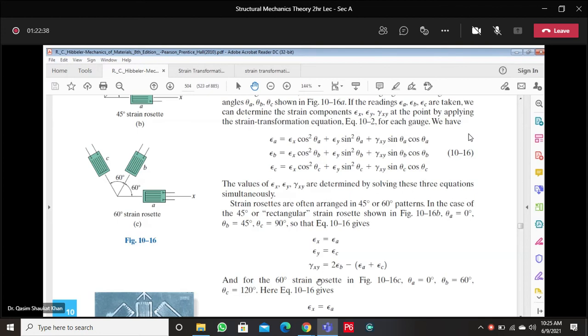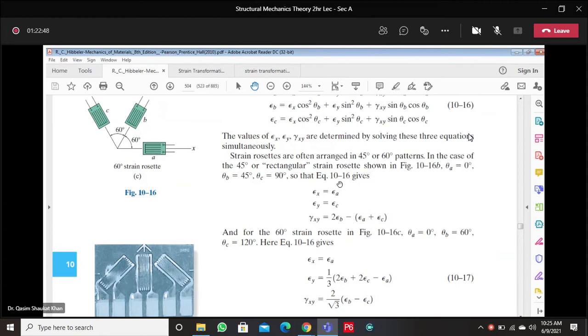Again, these theta A, B, C values have been put in equation 10.16 and simplified. Again, I suggest you not to remember these equations. Just focus on your equation 10.16, and whatever pattern is given to you, you can simply put the values of theta, simplify it, and get these expressions. So for the 60-degree strain rosette, theta A is 0, theta B is 60, theta C is 120 degrees. Epsilon x is equal to epsilon A, epsilon y is equal to 1 over 3 times (2 times epsilon B plus 2 times epsilon C minus epsilon A), and gamma xy is equal to 2 over root 3 times (epsilon B minus epsilon C).